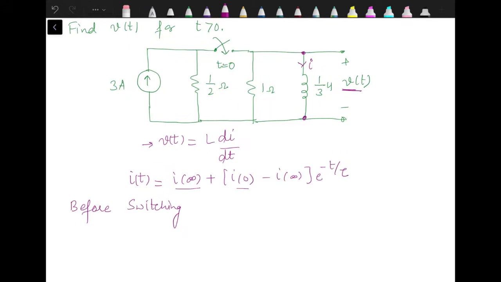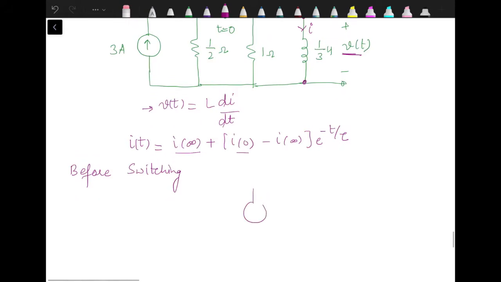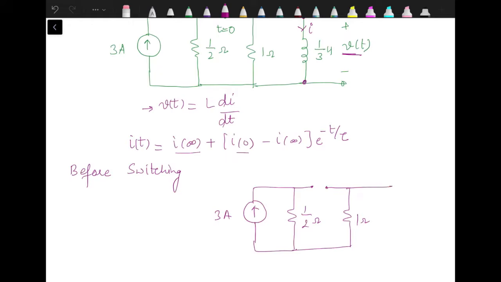Now before switching, what we have, a 3 ampere source is connected with 1 by 2 ohm resistance while the switch is open. On this side we have resistance and we have inductor. Now this inductor and resistor, they are connected in parallel. We don't have any source over here. That's why the current through the inductor is actually 0, because we don't have any source. So current through the inductor is 0 initially.